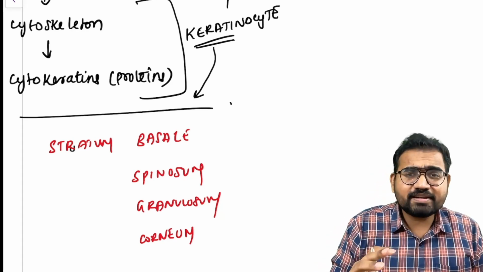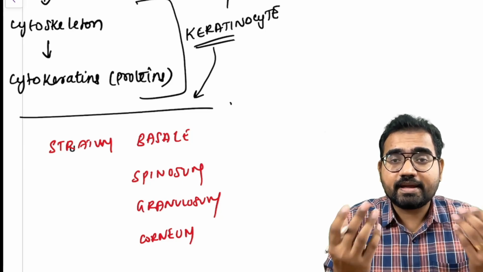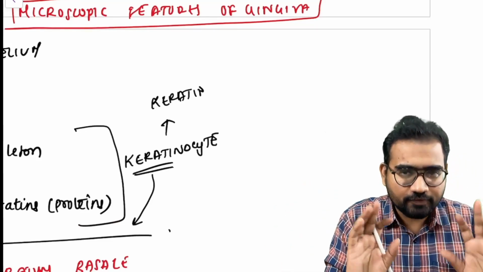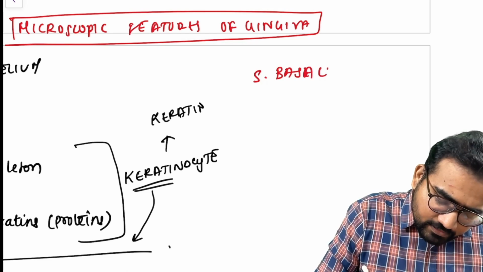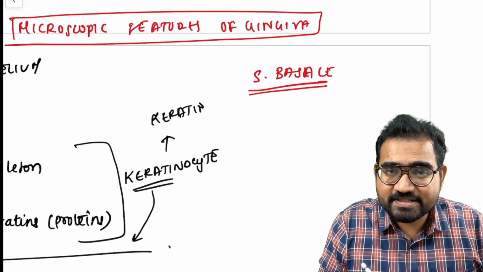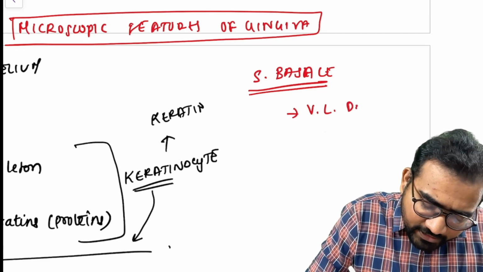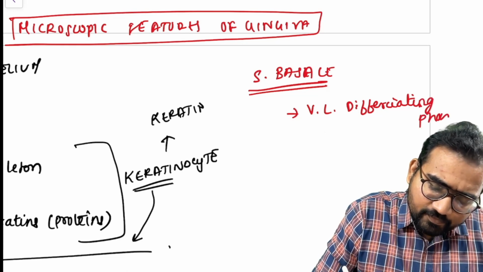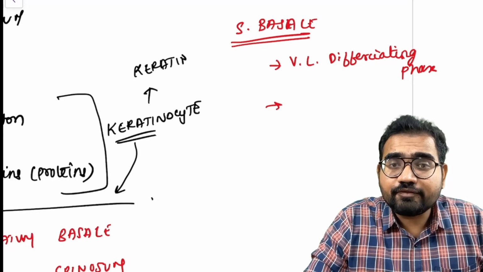Okay, what happens inside an epithelium that makes it keratinized? I'll tell you in a very story format, so it will be very simple for you. Stratum basale will have cytokeratins or keratinocytes, in a very low differentiating phase. What does that mean? Which means the cells in the stratum basale will not differentiate.